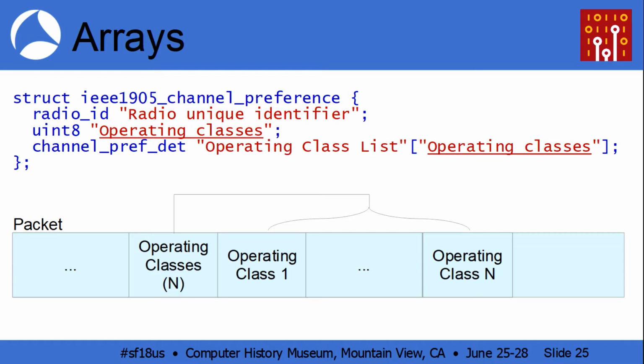it's followed by a structure, channel preference details. So channel preference details would be defined somewhere else in this file, and the label that's applied to that is operating class list, but it's an array, and the length of that array is controlled by this operating class's value earlier in the structure. And so what it looks like, I think you can just see the dividing lines between these things. Here's your packet. Somewhere above there's a header in here. Then we come across this, somewhere along here, we come across this operating classes, and that controls how many of these following things we're going to dissect.